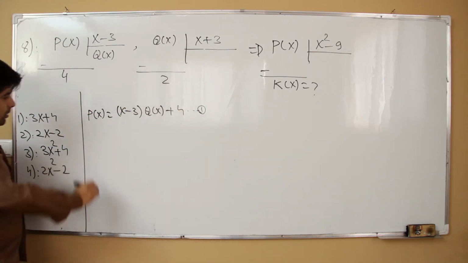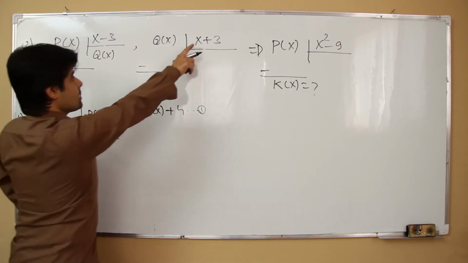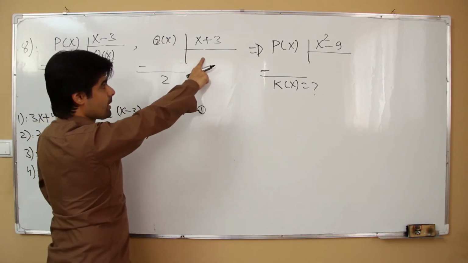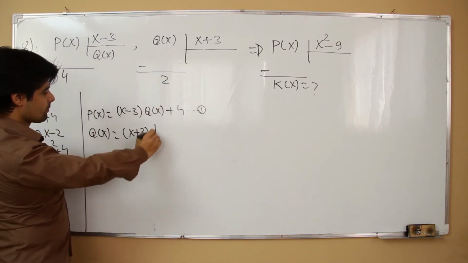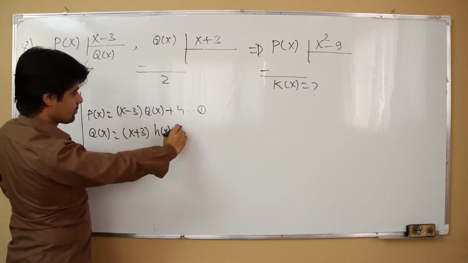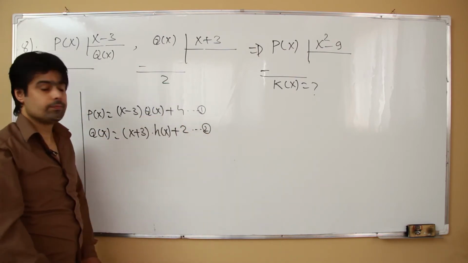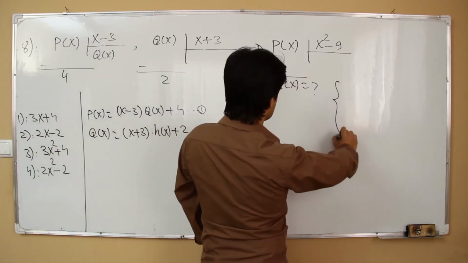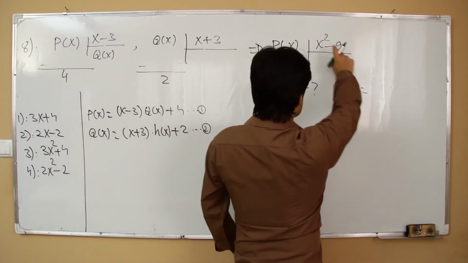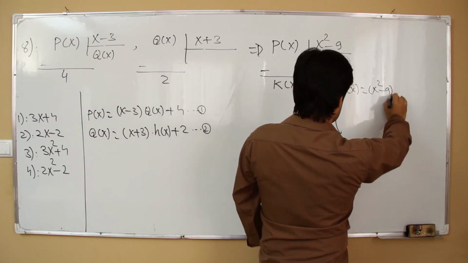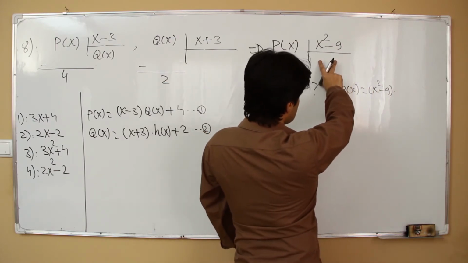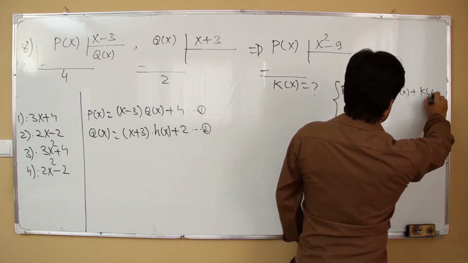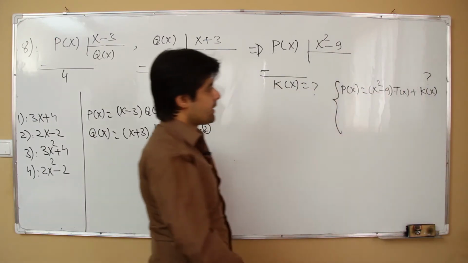How can you write this one? Qx is this one with this quotient times x plus 3. The quotient is not given, so I will name something, for example hx, plus 2. Now how can you write this one? We can write Px is x square minus 9 times this one. The quotient is not given, for example tx, plus kx. Now the question is this kx.